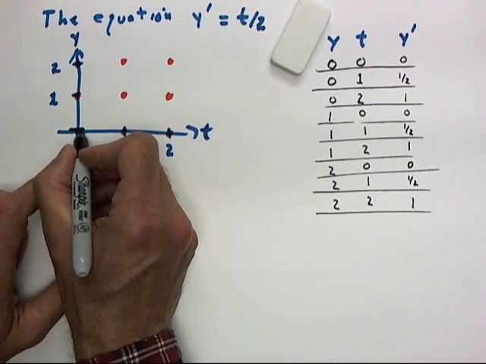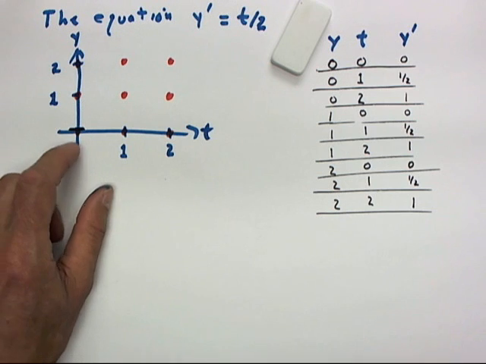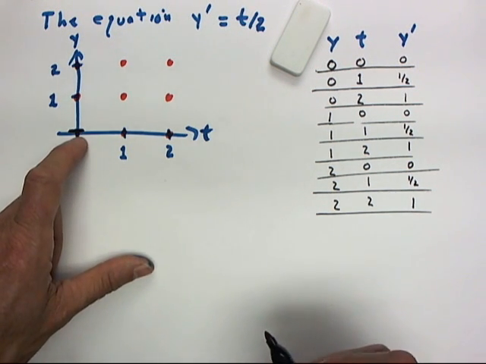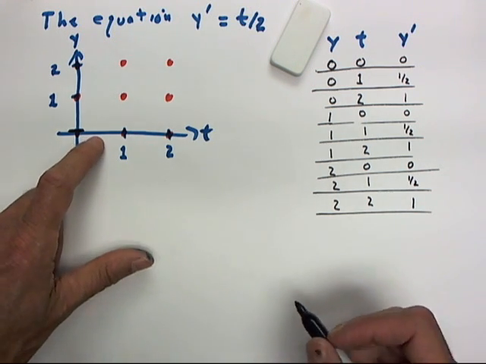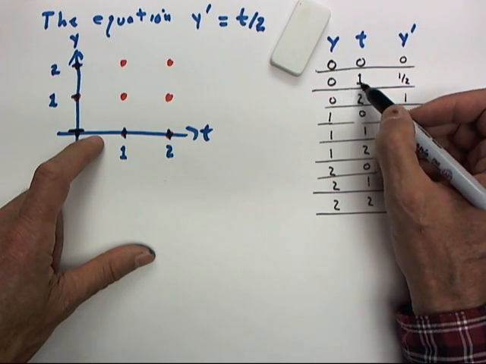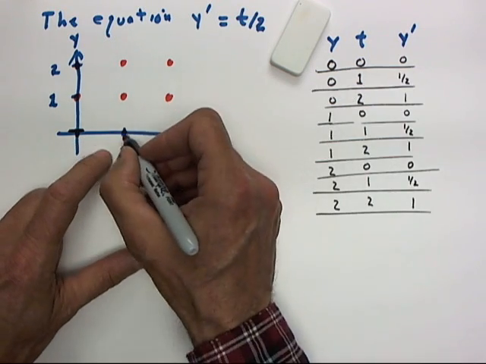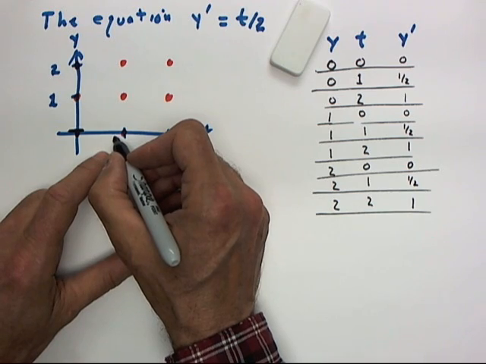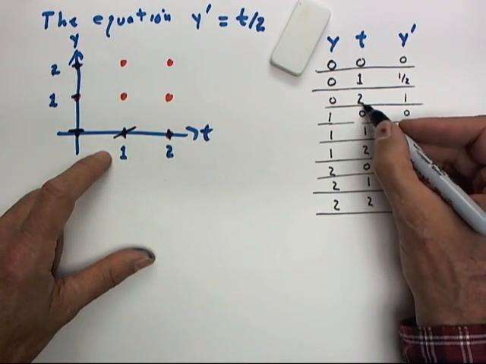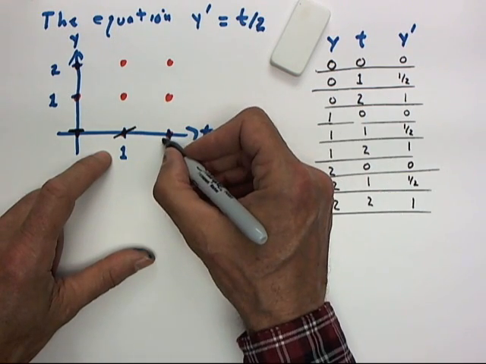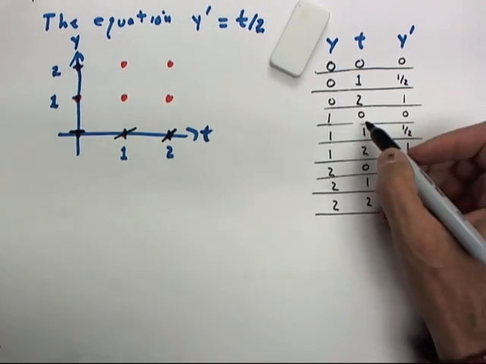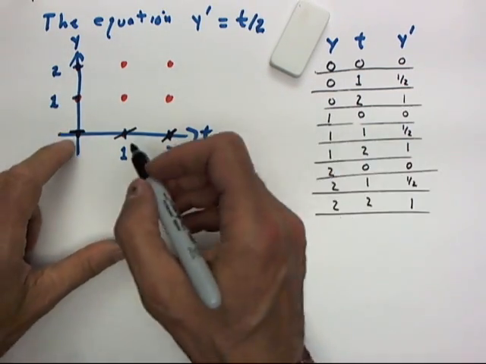So I'm going to indicate that just by drawing a heavy black line just a little above the t-axis so that we can distinguish it from the blue line. And then when t is 1 and y is 0, our slope is 1/2. Well, t is 1, y is 0 here. Slope of 1/2 is about like so. At t equals 2, y equals 0, our slope is 1. At t equals 0, y equals 1, our slope is 0.